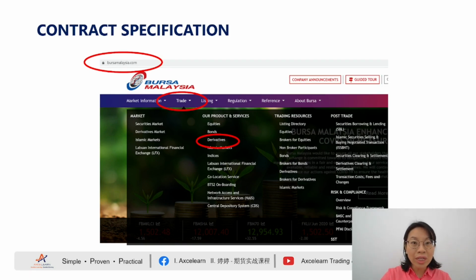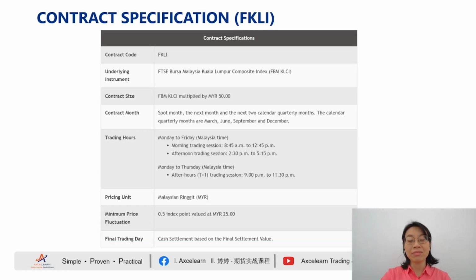Now let's run through the English version. For this particular contract specification, I took a screenshot just now from bursamalaysia.com, and I'm going to highlight the important parts that you need to interpret or read. For example, can you see that it's very short? It's less than half a page of A4 size.